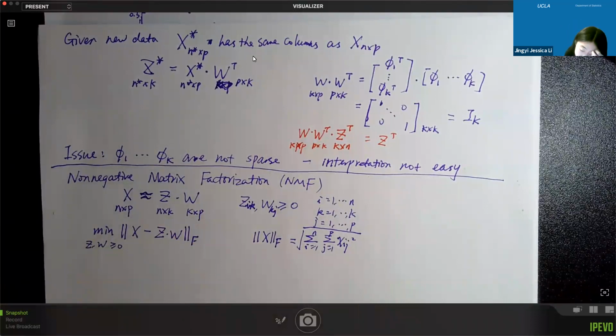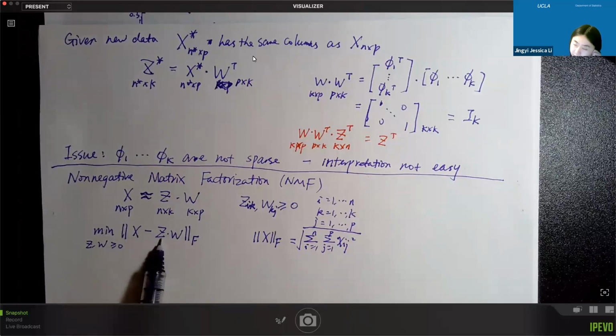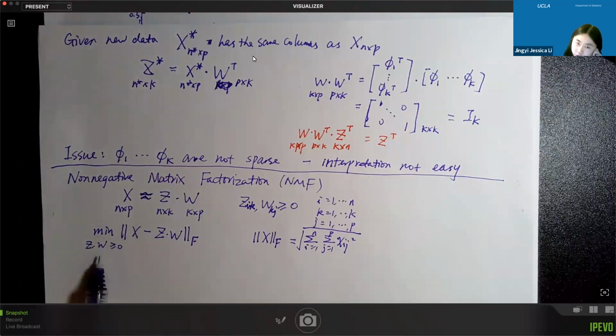And we do not have a closed form solution, just as the eigenvalue decomposition of X transpose X for PCA. We don't have that, but we need some iterative algorithm. For example, we can initialize some non-negative Z, try to solve for W using least squares, and then fix W and try to solve for Z, and go back and forth. We have to be aware of the local minimum issue, just as we have for k-means. So sometimes you need to try multiple initial values.